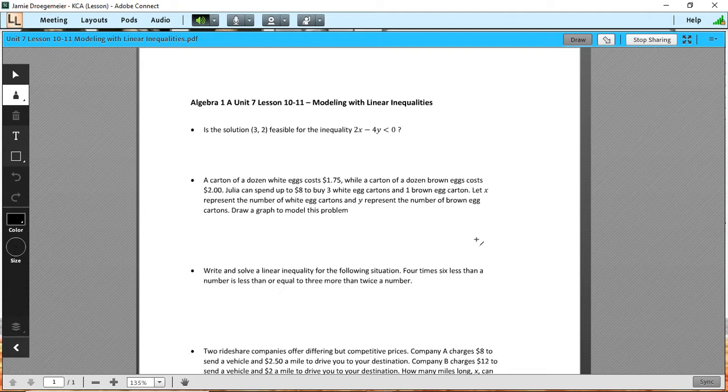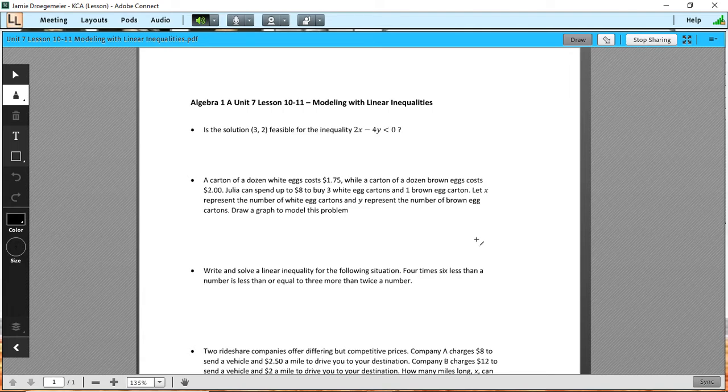We are in Unit 7, and today we're looking at lessons 10 and 11, modeling with linear inequalities. So this whole unit we've been talking about these linear inequalities. Today we're going to see how we can use those to model situations.